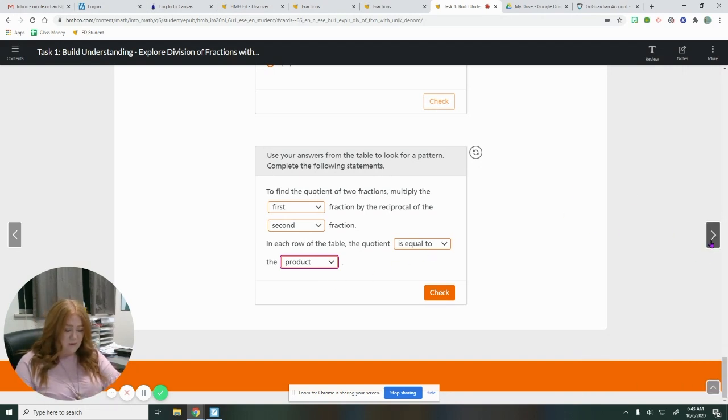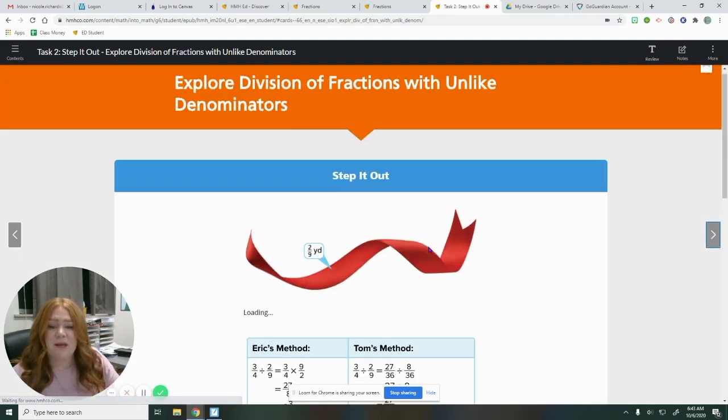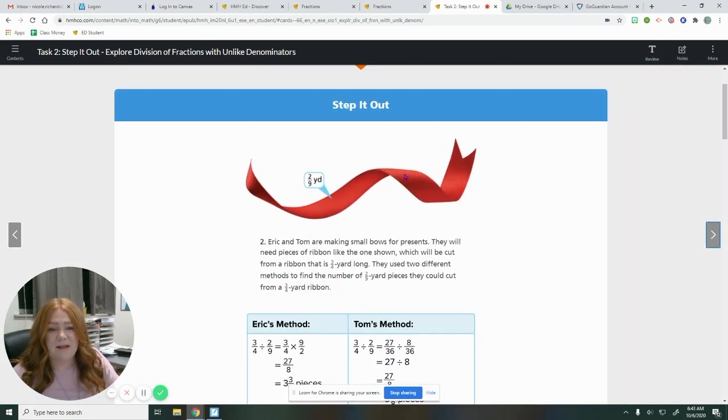Okay, so let's go ahead and move on to task 2 here. So we've got this ribbon that they are cutting. Eric and Tom are making small bows for presents. They will need pieces of ribbon like the one shown, which is 2/9 long, which will be cut from a ribbon that is 3/4 of a yard long. So that's what they have. They have 3/4, and they're cutting it into 2/9.